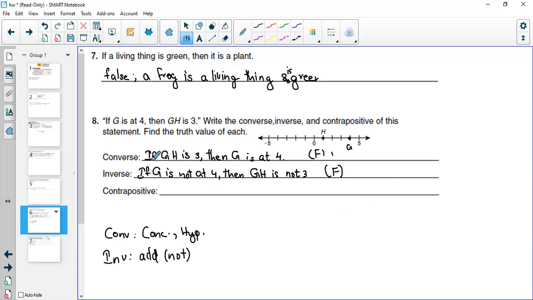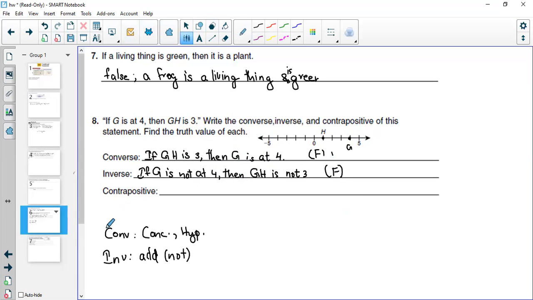You need to think very deeply to analyze whether it's true or false. So if G is not at 4, say for example it's at 5, then GH is not 3. So definitely GH is not going to be 3. So no, but that's a false statement. That's not a true statement.